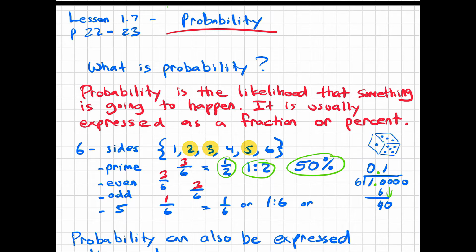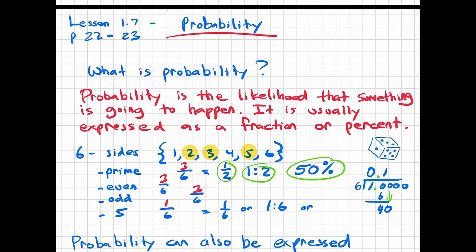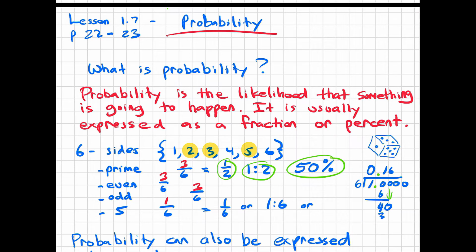How many times can 6 go into 40? The answer is 6 times. 6 times 6 is 36, and I have another 4 right there. Bring down the 0, and we've got 40 again. This is just going to repeat forever, so this is going to be 0.16666 repeating. Now if I multiply that by 100, remember from the last video, we're going to move this decimal 2 positions to the right.